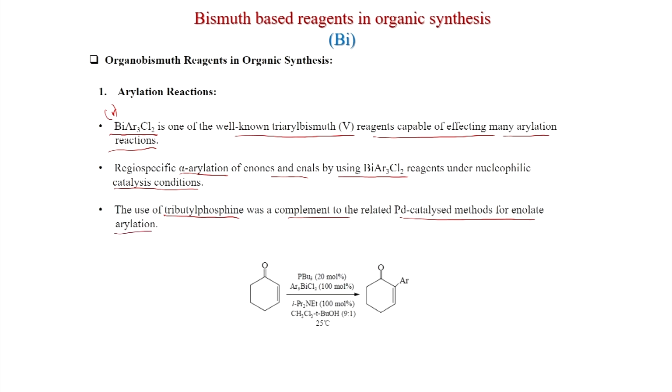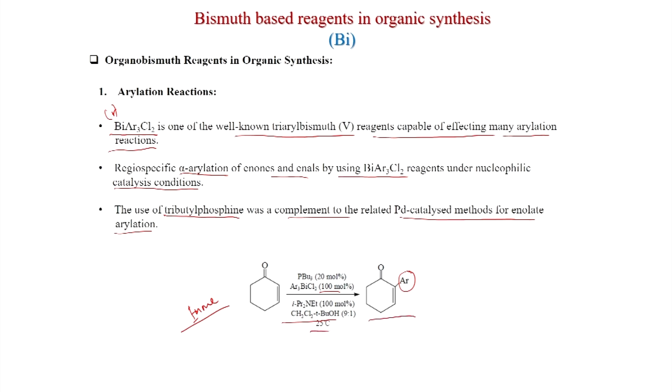So, this is the reaction, this is cyclohexenone. This is an enone, and if you put tributyl phosphine 20 mole percent, Ar3BiCl2 100 mole percent, because one aryl group will come from this reagent, and this is a unique base, you need one equivalent, and this is the solvent at 25 degrees centigrade, then you get this product.